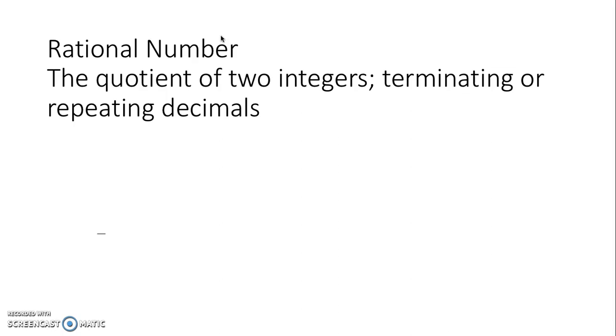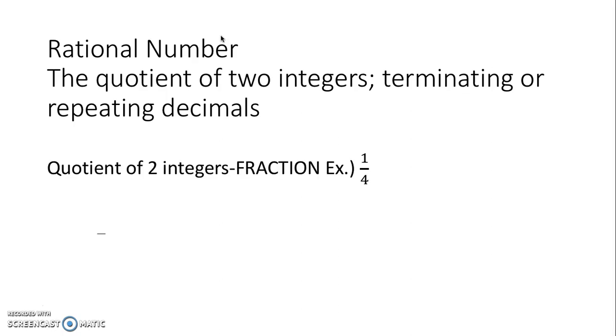A rational number is the quotient of two integers, which can be terminating or repeating decimals. The quotient of two integers means a fraction. An example of that is 1/4. It could be any fraction: 1/3, 2/5. We've gone over fractions so much. So any fraction is a rational number.